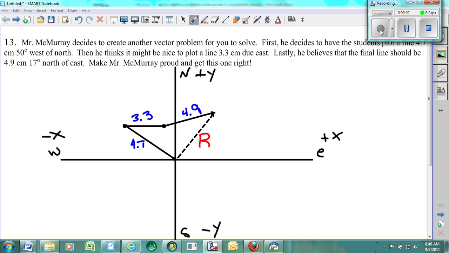Hey there, physics people. I have a vector addition question for you for your viewing enjoyment. And this is the 13th one off of the packet that you have, where I decided to create another vector problem for you to solve.